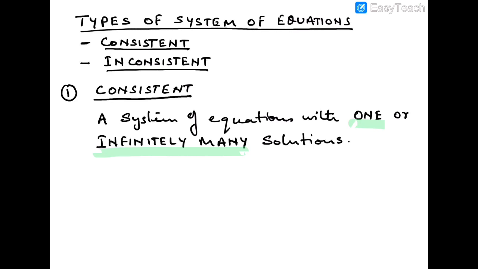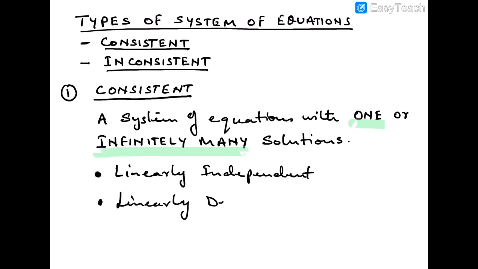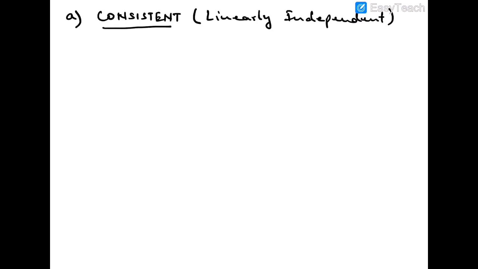Now a consistent system of equations can be independent or dependent, or we can say linearly independent, where they have different slopes and cannot be written as a linear combination, or linearly dependent, where they have the same slopes and can be written as a linear combination. Let's take linearly independent first.